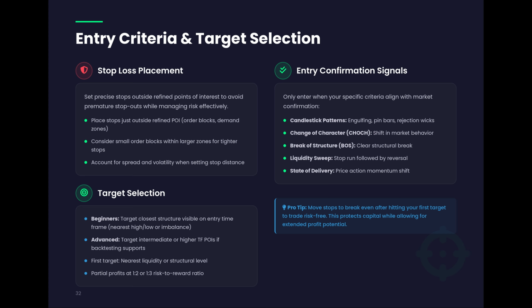Moving on to first target selection. This is crucial for beginners especially. Target the nearest structure or liquidity on your entry time frame. Don't be greedy. If there's a fair value gap or order block 30 pips away, target that first. Secure some profit, reduce your risk, and then consider letting the remainder run.